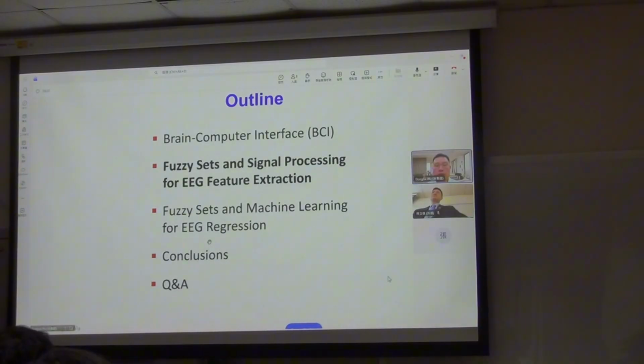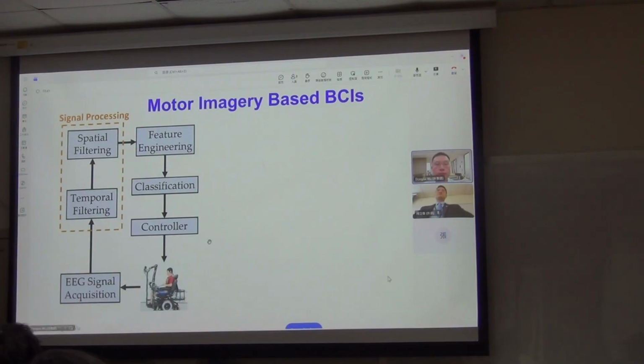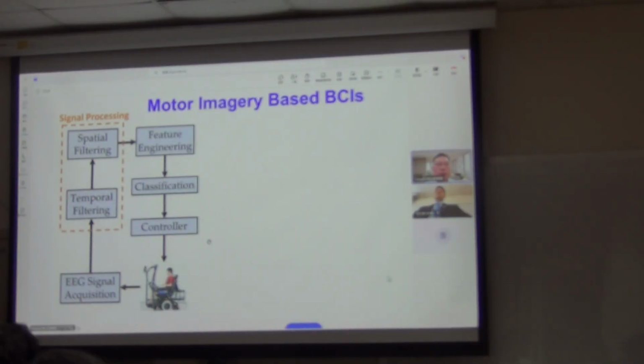Next, I will introduce the first piece of work, filter banks and signal processing for EEG feature extraction. And then these better features could be used in classifiers for better performance. First, let's review the classical classification pipeline for motor imagery-based BCIs.